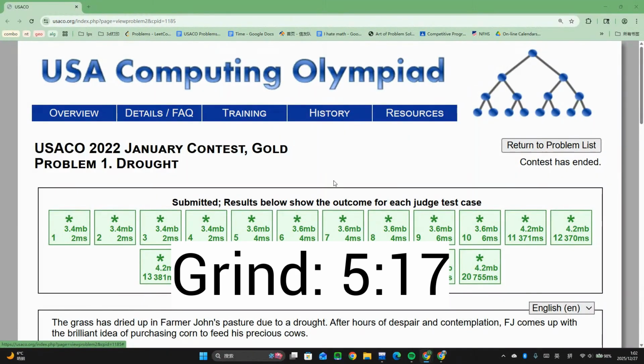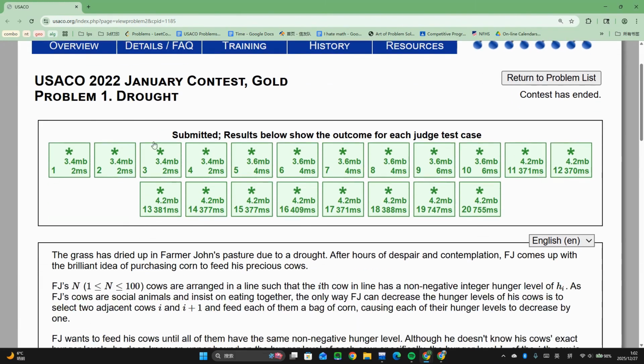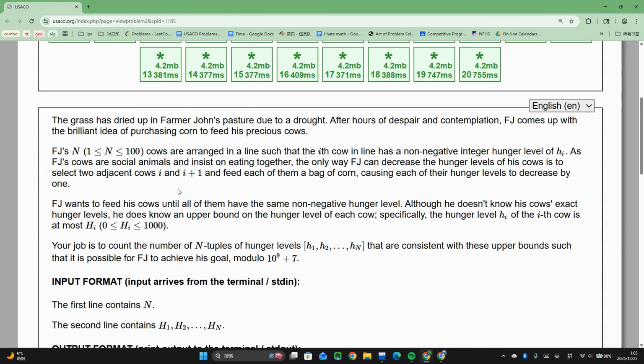Hello everyone. Today we got ourselves a really good problem from the 2022 January contest, and this contest itself is just pretty good, I would say, because if you look at the silver of the same contest, there are also really good problems. Anyways, today we're looking at the drought, which is the first one of the gold contest.